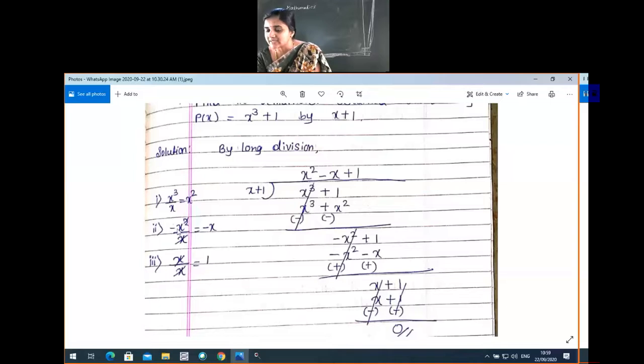Here 2x are there, no? So x square, x into x is there. Here only 1x is there. x and x get cancelled, the remaining is x. Okay, that is minus x. The second term we have to write is minus x.